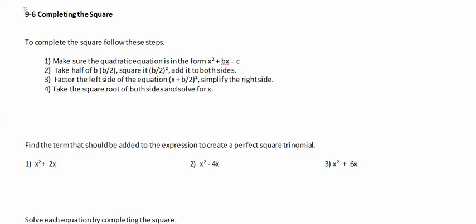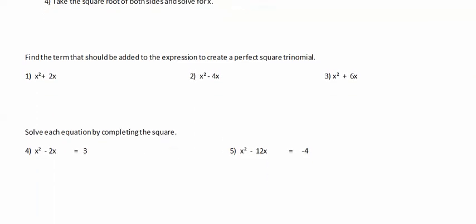Square it, whatever answer you get, add it to both sides. Factor the left side of the equation into x plus half of the b that you got, squared, and then simplify the right side. Then take the square root of both sides and solve for x. So we are going to be using perfect square trinomials when you're completing the square. Alright, so let's look at this.